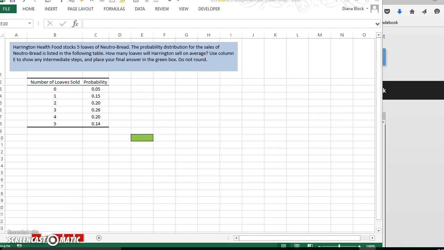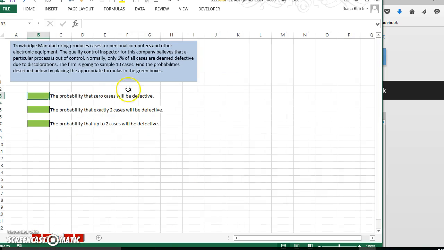Let's look then at problem 3. In problem 3, this information tells you that we're going to look at some produce, and this produce is either defective or it's not defective. So there's 2 possible outcomes, either it's not defective or it's defective, one of those 2.